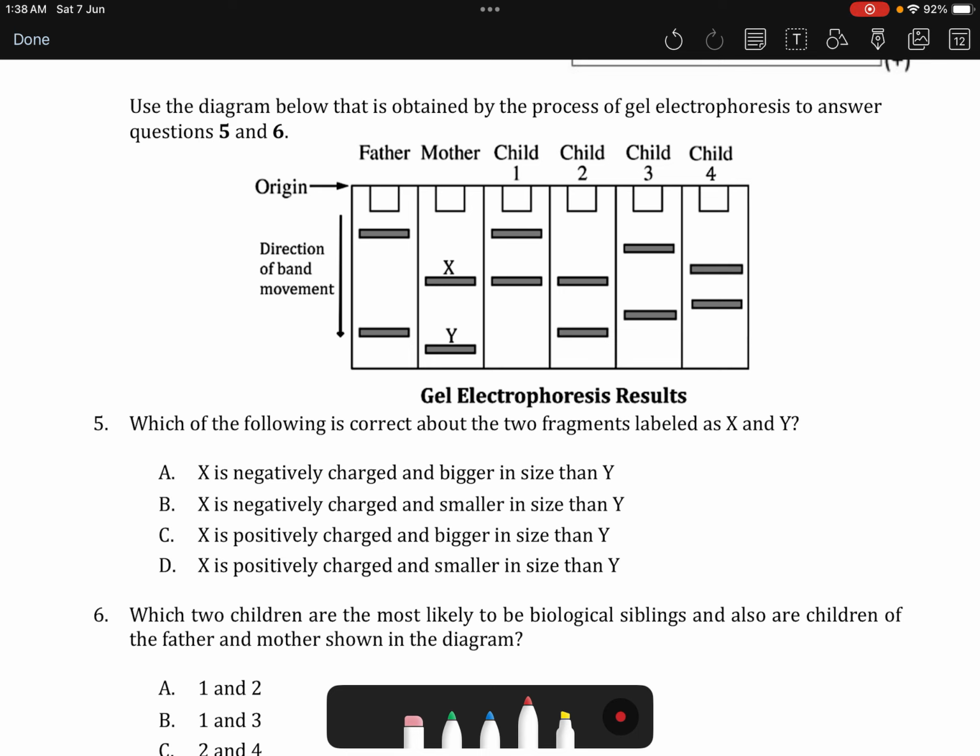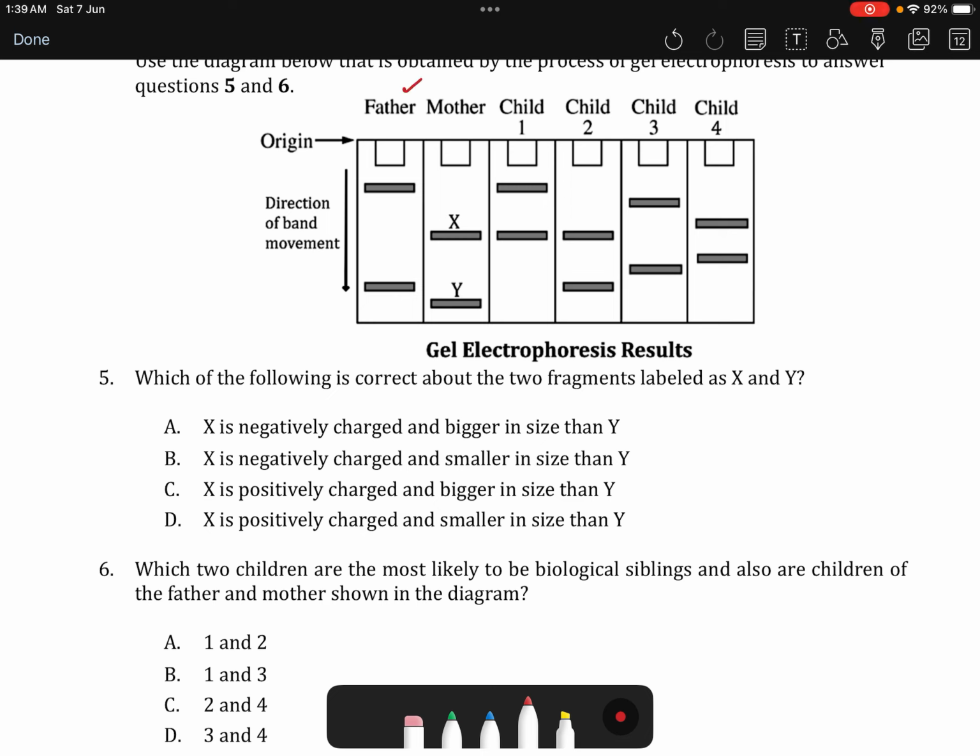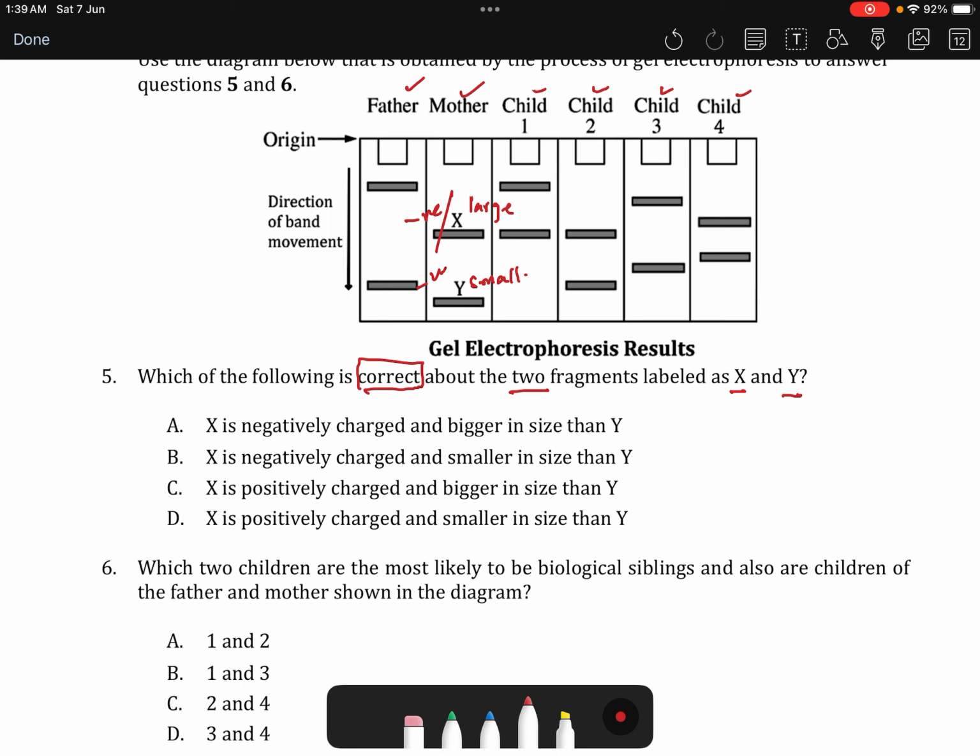Use the diagram below, obtained by the process of gel electrophoresis, to answer questions 5 and 6. You have mother, father, child 1, child 2, child 3, child 4. Direction of the samples' movement. Which of the following is correct about the two fragments labeled X and Y? X is large and Y is small, and both have negative charge. Remember this; this information you should know. Both have negative charge. X is negatively charged, yes, and it is bigger in size than Y, no. It is smaller in size than Y.